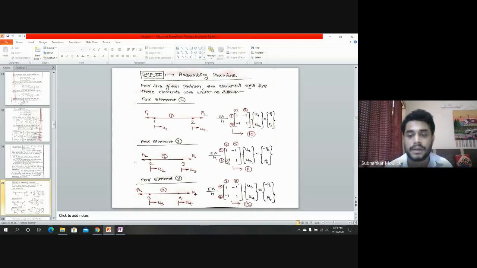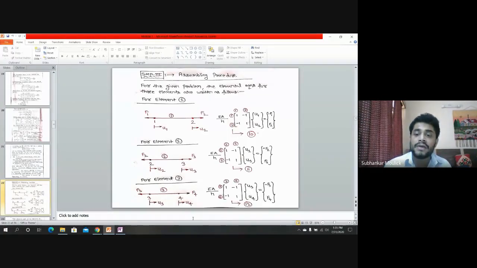Fine. Now let us write that same elemental equation for element number 3. For element number 3, node 3 will be the ith node, node 4 will be the jth node. So displacement at node 3 is u3, displacement at node 4 is u4. At node 3, force will be along the negative x direction, so here I have written minus F3. For node 4, the force acting is along the positive x direction, so I have written F4. So the equation becomes EA by H, [1 -1; -1 1], [U3; U4], which is equal to [-F3; F4].